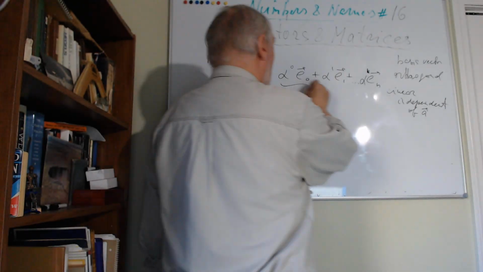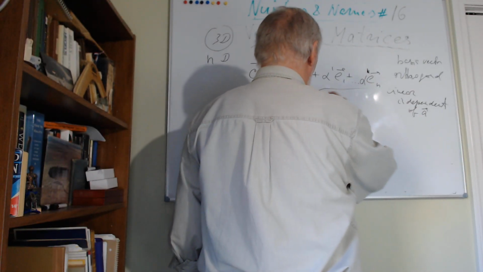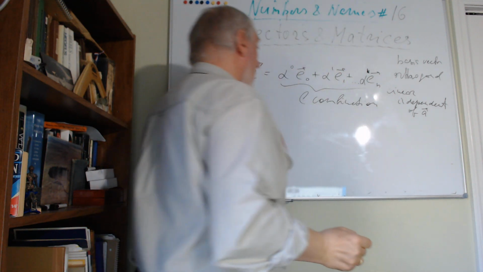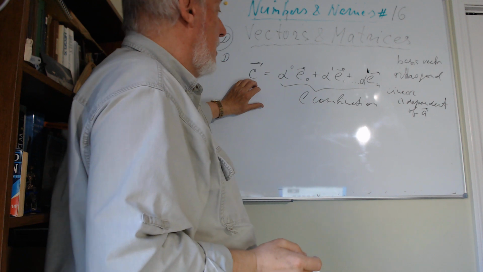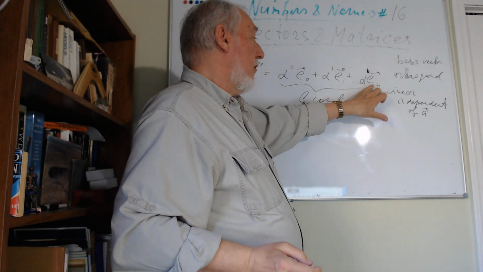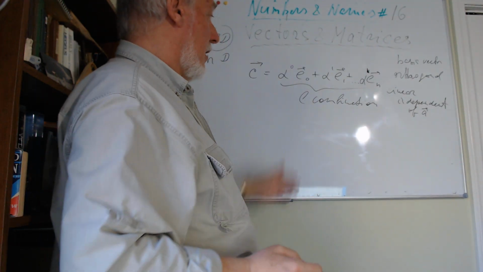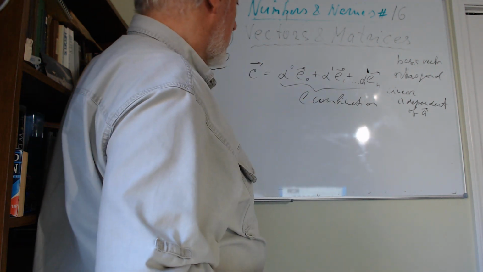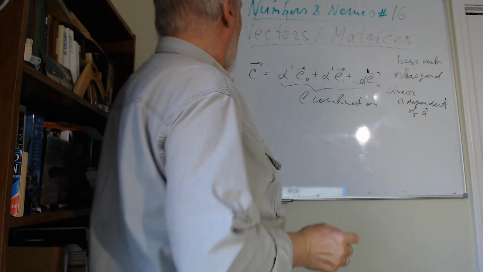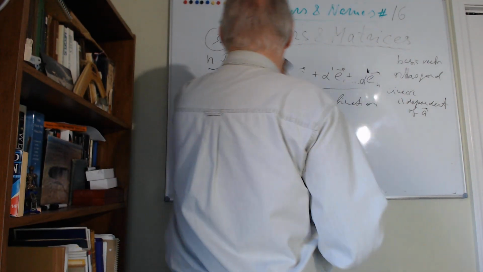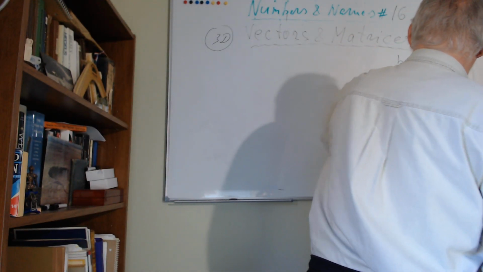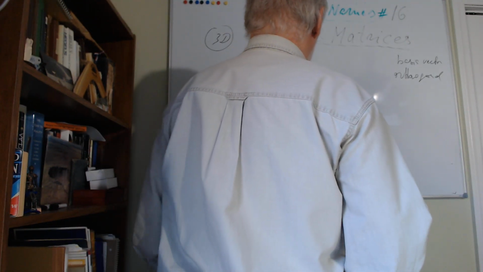By the way, this thing is called linear combination. Linear because there are no squares. And in this case, we see that C is linear dependent on the basis of n vectors in the n-dimensional space, nD. That's really interesting. Yeah, mathematics is very interesting. Okay, so now let's go a little further.